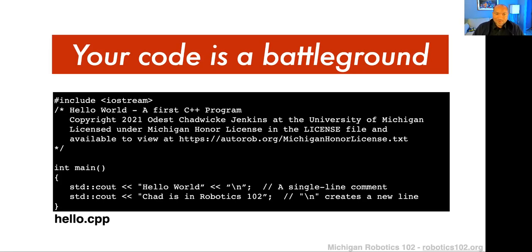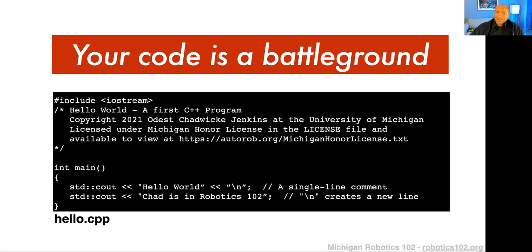And so our description is a first C++ program. And maybe I could say it prints information to the screen. That might've been a good thing to do, but also I can put a license on it. And so licensing is just a really helpful thing to do. In this case, this is a copyright of myself, Odest Chadwicke Jenkins at the University of Michigan. And I license this under the Michigan Honor License.